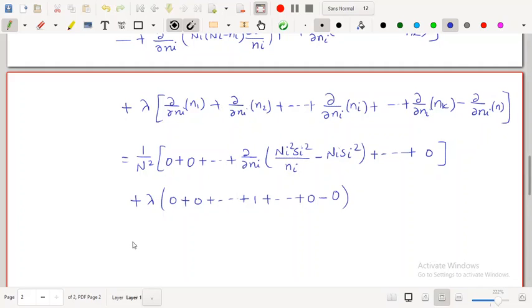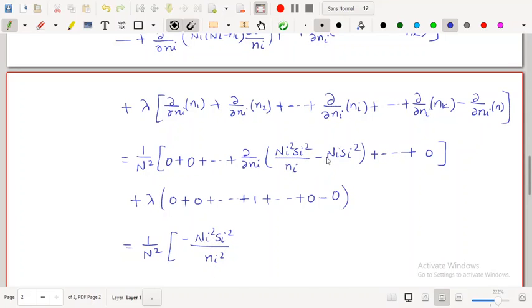Alright. So the next step will be like this, 1 upon n square. So here, if we take dou by dou ni here, then ni square si square is constant, and the derivative will only apply to 1 upon ni. So the derivative of 1 upon ni is actually minus 1 upon ni square. So this first term will be minus ni square si square upon ni square, because the derivative of 1 upon ni is minus 1 upon ni square.